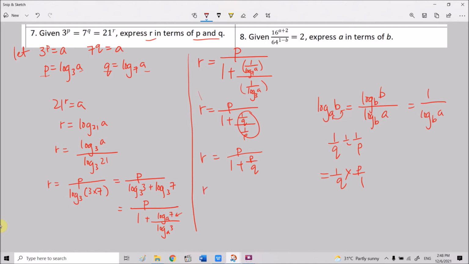If you want to further simplify this, actually the 1 here you change to Q over Q, so you get Q over Q plus P over Q, which is Q plus P over Q. And then it becomes PQ over Q plus P. How? Because P divided by Q plus P over Q actually means P times Q over Q plus P. So P times Q, you get PQ, and divide by Q plus P. So this is the final answer.